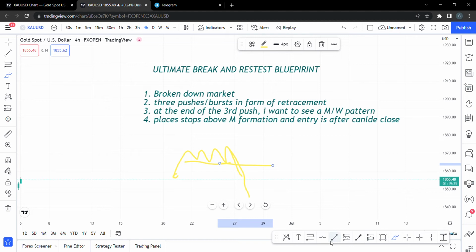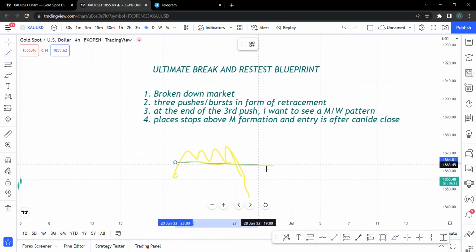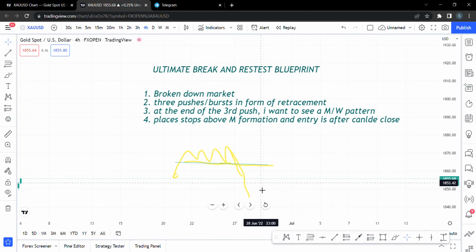To this area of what? Former support, which turned resistance, which is now resistance. So you want the price to return there in three pushes.